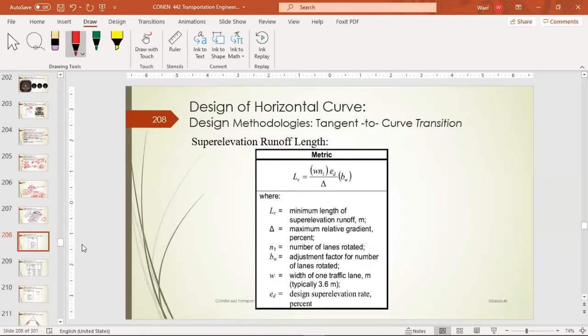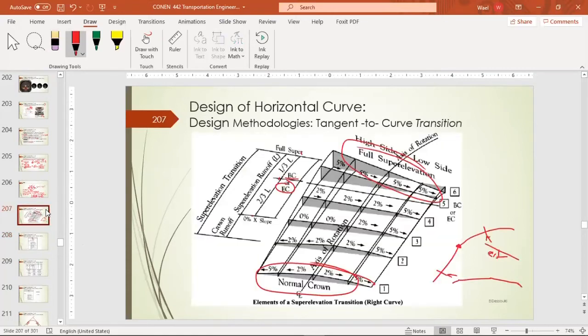And the length of this is the runoff length equals W N delta, where W is the width of the traffic lane, the lane width, and N is the number of lanes rotated, and I will explain what we mean by rotated next. Delta is the maximum relative gradient percent. What do we mean by the maximum relative gradient percent? Basically this slope, the rate of change, that's delta. Okay?